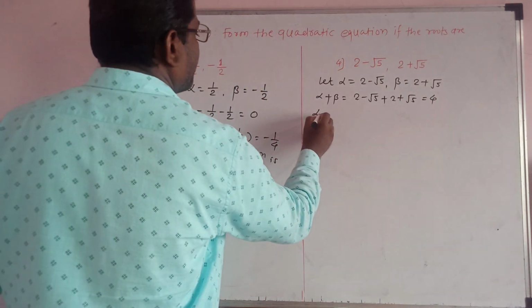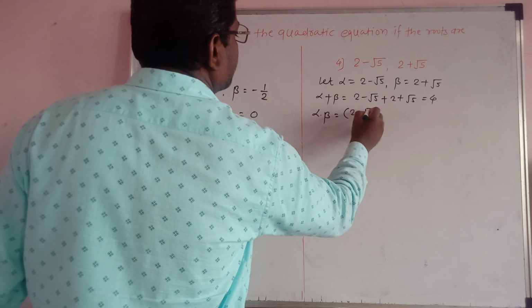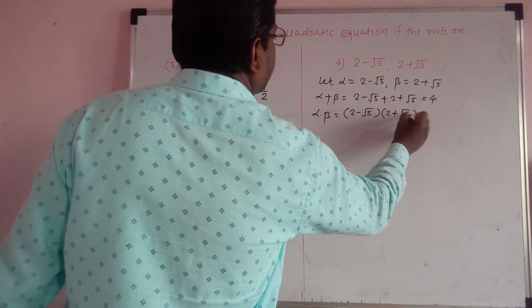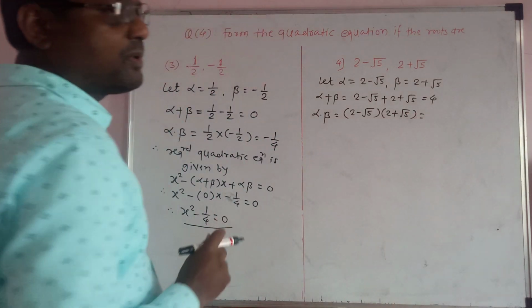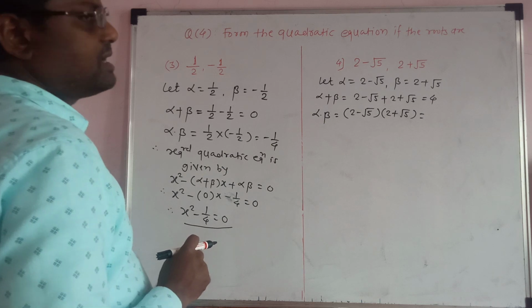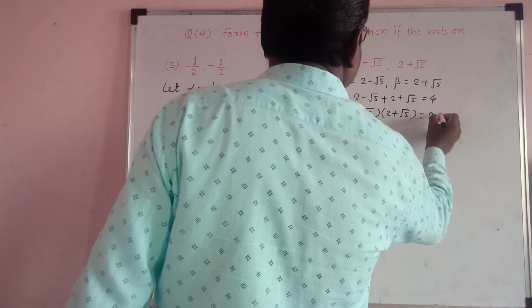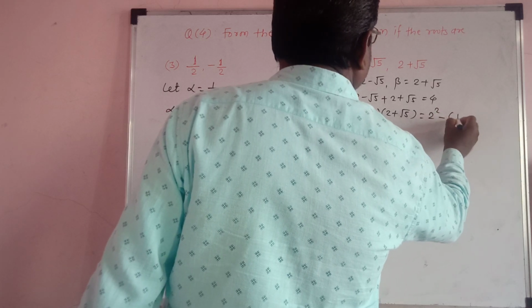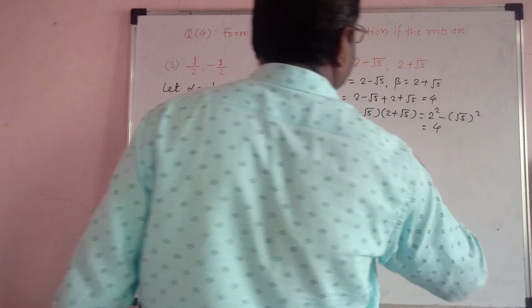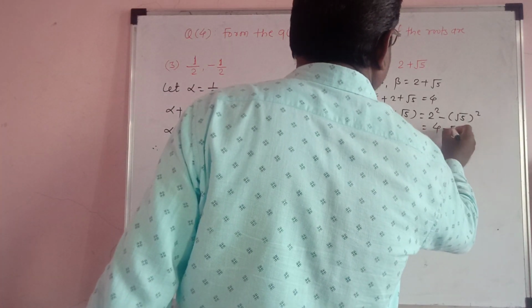Now alpha into beta is equal to 2 minus root 5 into 2 plus root 5, this is in the form of a minus b into a plus b. That answer is a square minus b square. A square is 2 square minus b, which is root 5, square. 2 square is 4 and root 5 square is 5.